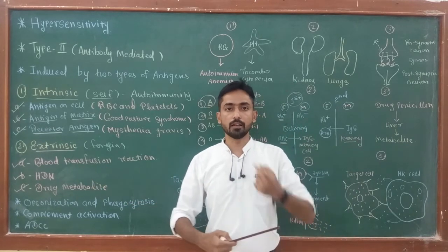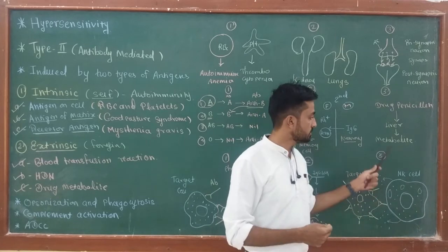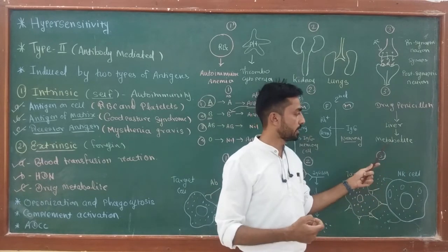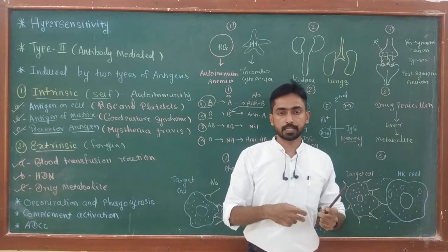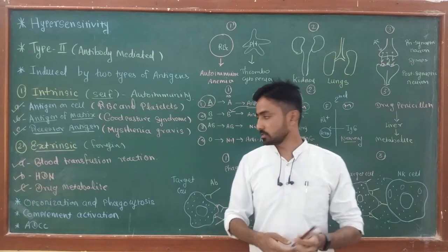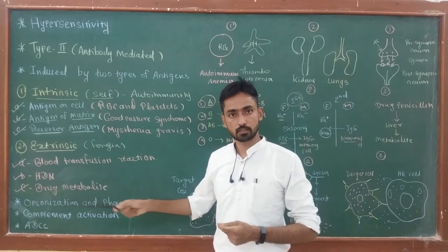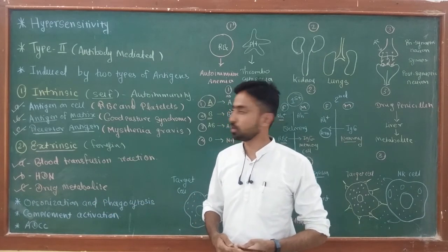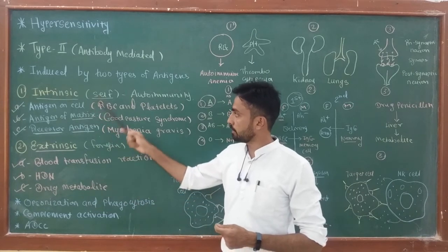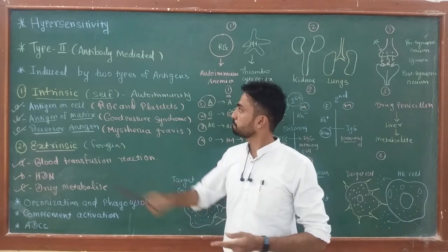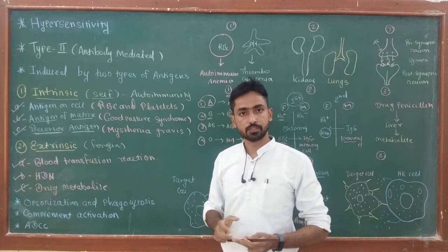An immune response is built by the immune system against this metabolite, and at the time of clearance of this metabolite, some self cells may get damaged. This is the drug metabolite reaction, and this is also an example of type 2 hypersensitivity. So three important self antigens and three important non-self antigens mainly cause type 2 hypersensitivity.